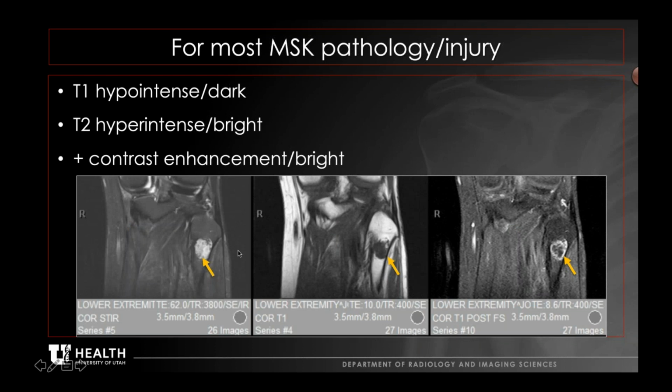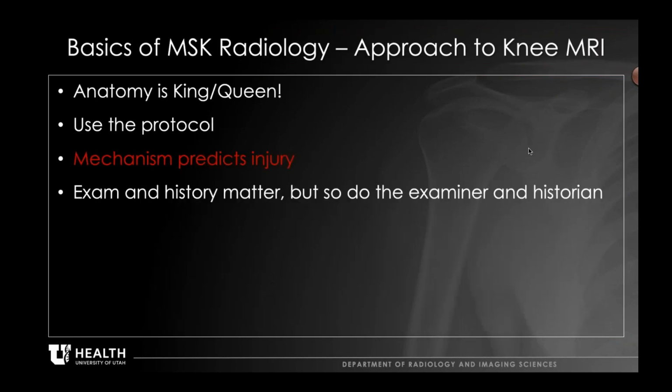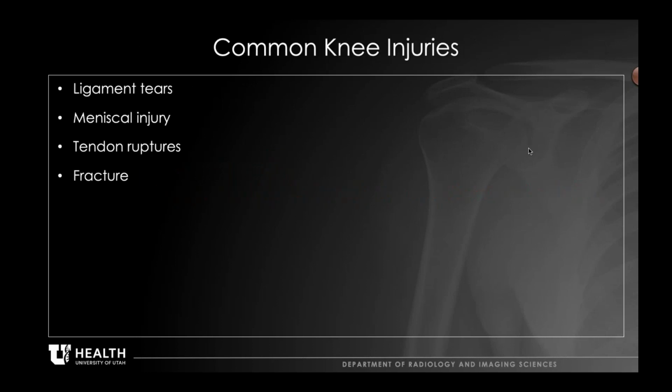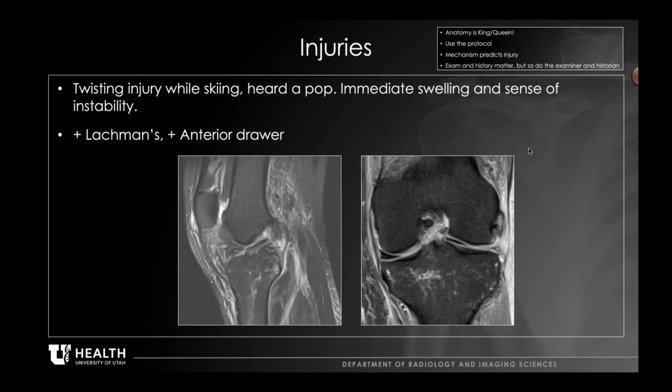So these are the same 3 sequences. This is a fluid sensitive sequence. This is a T1 or a fat sensitive sequence. And this is a post contrast sequence. So again, it's bright on our fluid sensitive sequences, it's dark on our T1 sequence, and it enhances with contrast. All right, so that's how we use the protocol to our advantage. So let's talk about mechanism and exam and history. So I'm going to go through these 4 main types of knee injuries and just broke them down into categories here.